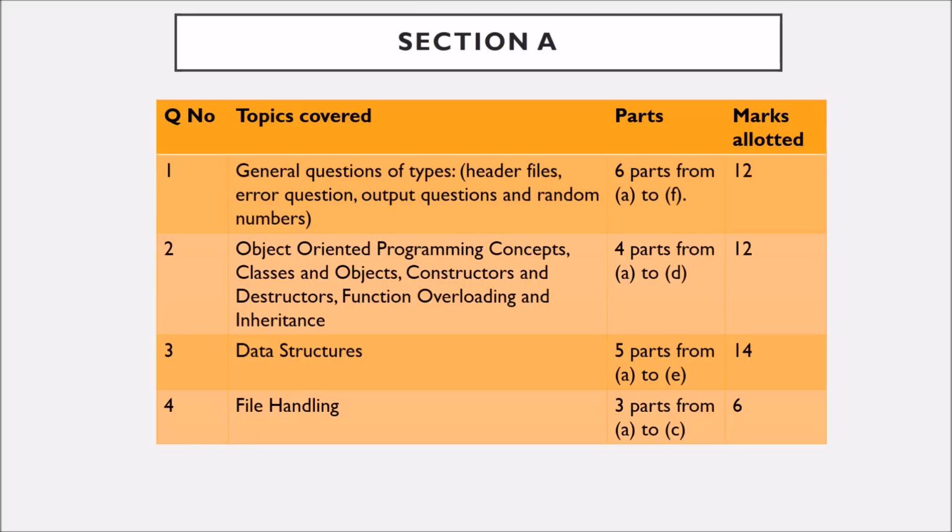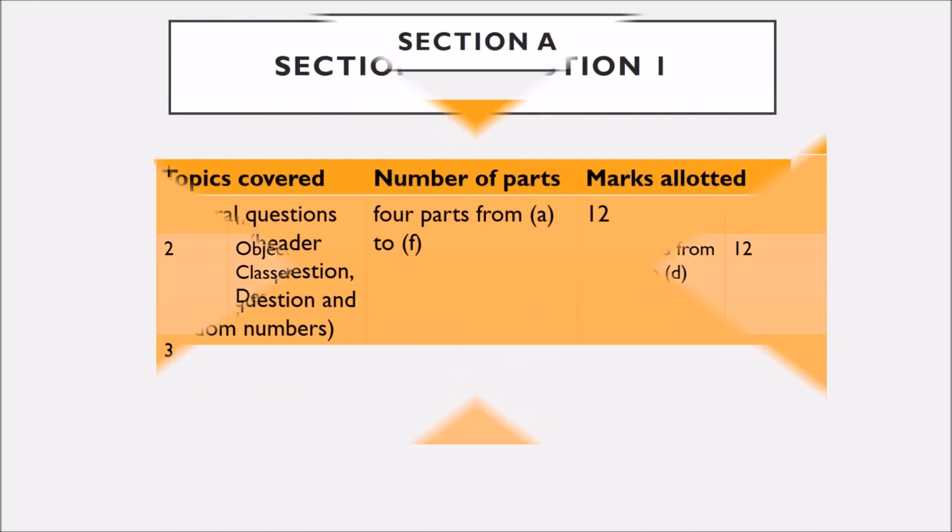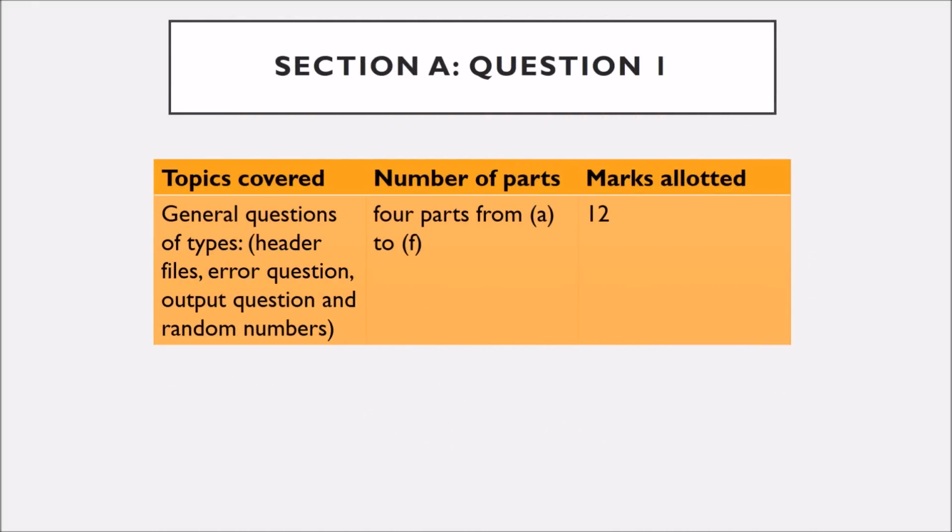Question 3 is based on the topic data structures. It has 5 parts from A to E and is of 14 marks. Question 4 is based on the topic files. It has 3 parts from A to C and is of 6 marks. Let us discuss in detail different parts of first question.